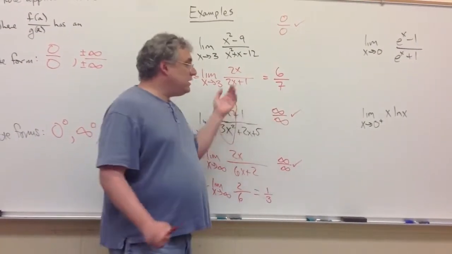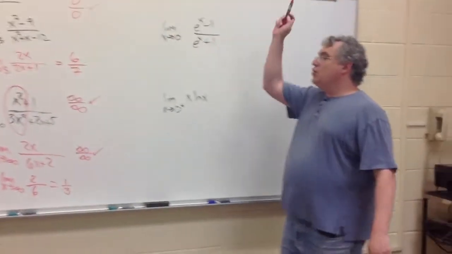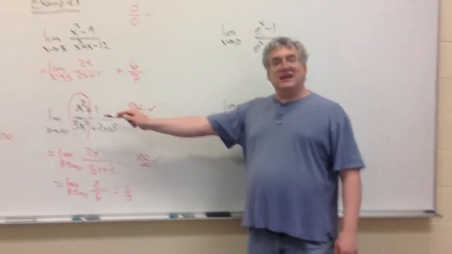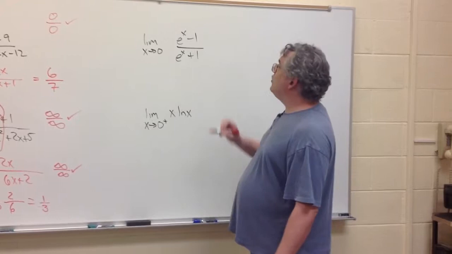Why use this rule when we already knew how? Because sometimes we won't be able to. Because sometimes we won't have something that we already learned a technique for. This will apply to lots of other kinds of situations. Okay, let's try one more here.